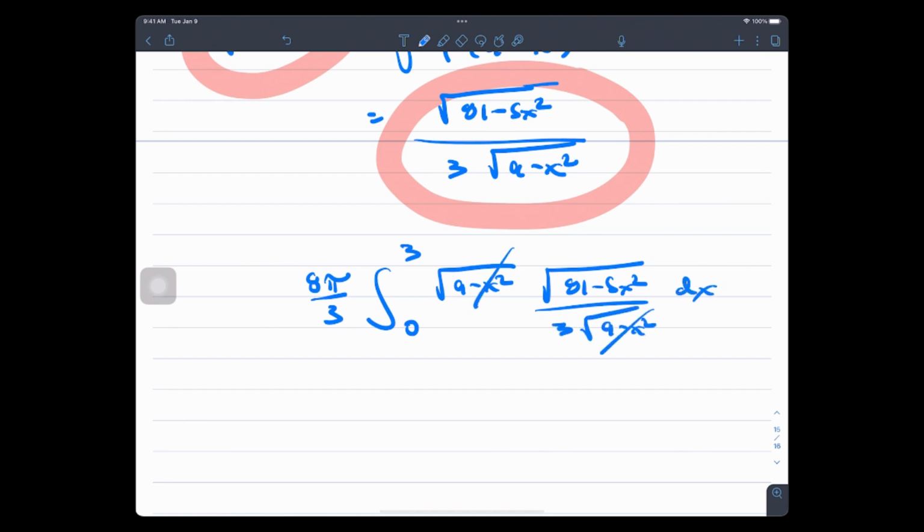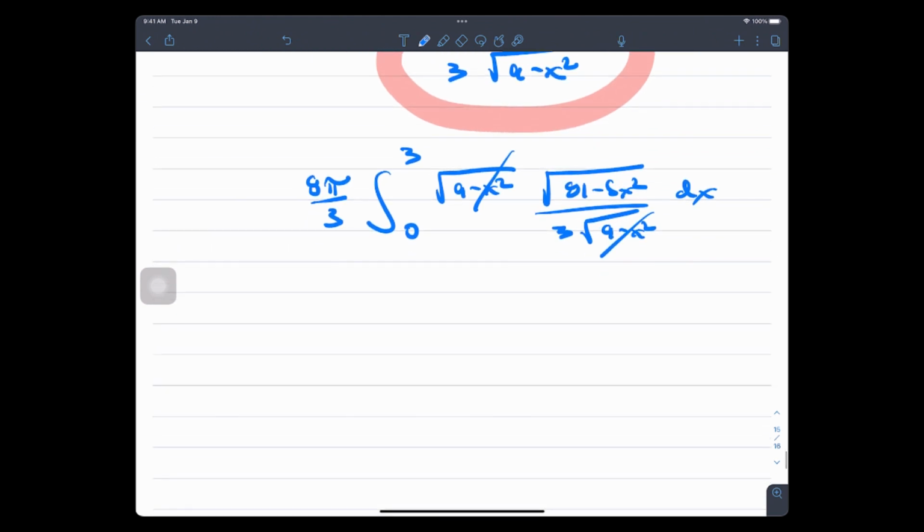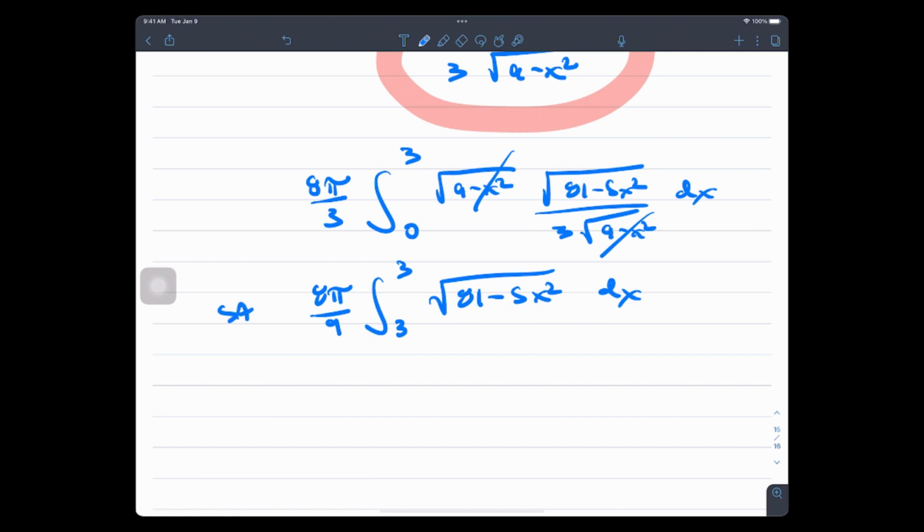And this goes away. So it looks like we get 8 pi over what? 9. We're going to integrate from 0 to 3 the square root of 81 minus 5x squared dx. Is that right? Double check. Double check, ladies and gentlemen. Hopefully we did not make a what? Mistake somewhere?